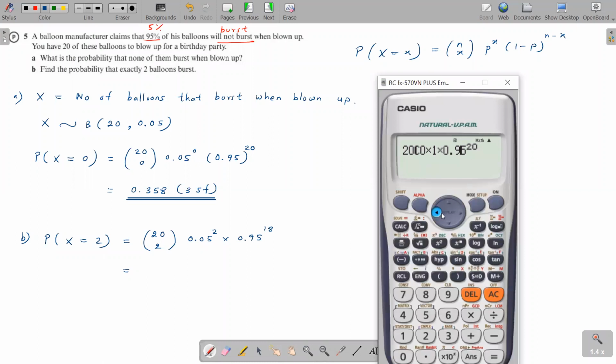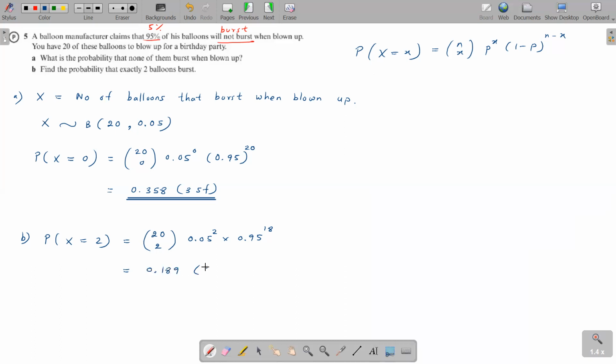So 20C2 into 0.05 to the power 2 into 0.95 to the power 18. So I get the answer 0.18867. Can you see? So it's 0.1886, which is 0.189 correct to 3 significant figures. Can you see how you model the probability distribution sums? So you read the question, you make the variable, you define the probabilities, and you get the answer. Is this clear?